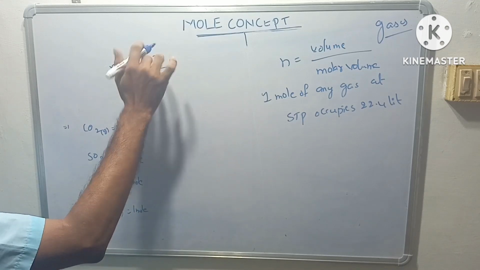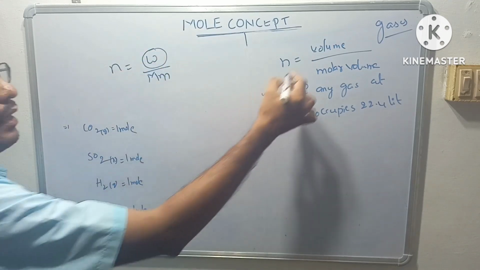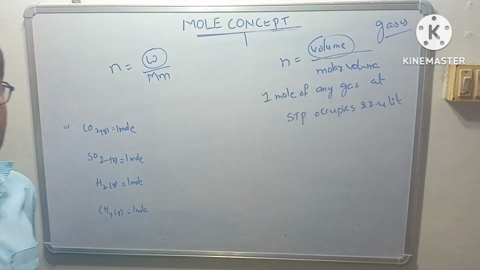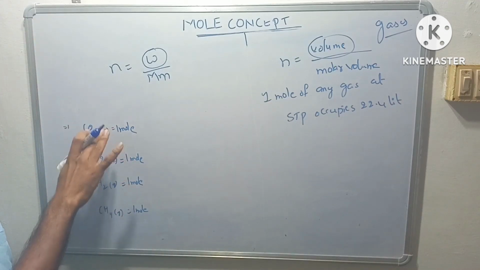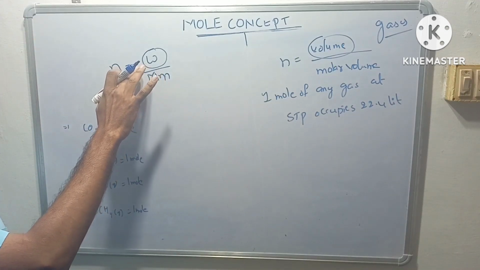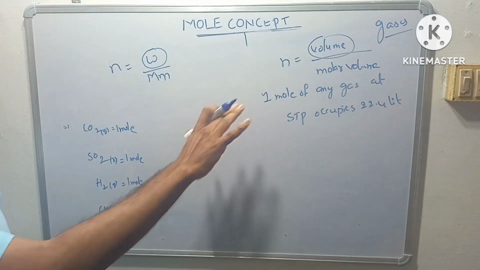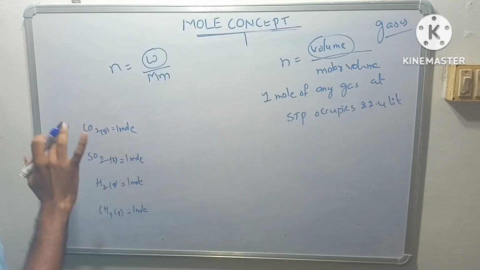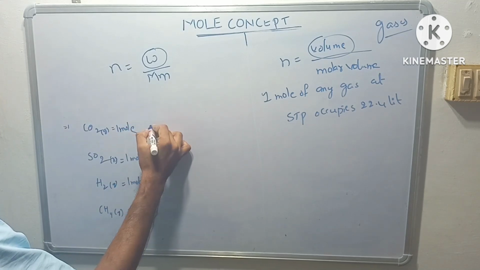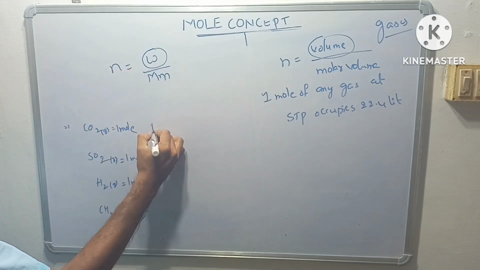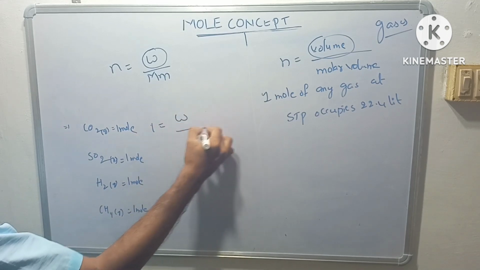I need to calculate the weight over here. I need to calculate the volume over here. Observe carefully, everything is 1 mole. First I will calculate the weight. So n equal to W by M, moles equal to 1 mole. I need to calculate the weight.